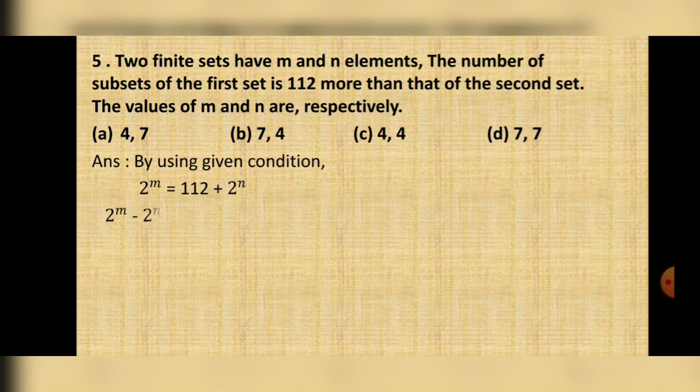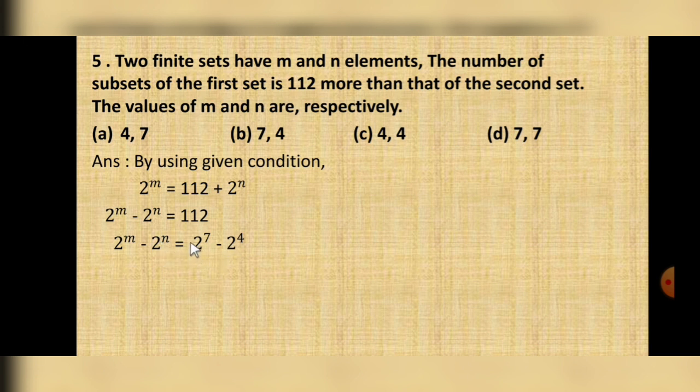First we can simplify this. Take 2 raised to n to the left hand side. We get 2 raised to m minus 2 raised to n equals 112. Now the right hand side term is 112, so convert this term into the form 2 raised to m minus 2 raised to n.